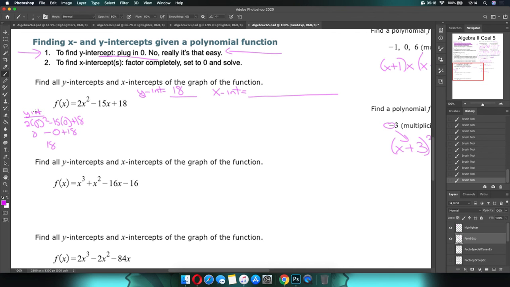Okay, y-intercept is easy. X-intercept, what does it say? It says factor completely, set to 0, solve. So 3 steps. Okay, so these are going to be for our x-intercepts. So the first thing we've got to do is factor completely, all right? Let's see if this can be factored. So let's do 2x and x, same sign. That plus sign tells me it's going to be same sign, so it's either plus, plus, or minus, minus. So what is it? It's going to be minus, minus. All right, let's look at my factors. The factors of 18 are 1 and 18, 2 and 9, 3 and 6, 6 and 3, 9 and 2, 18 and 1.